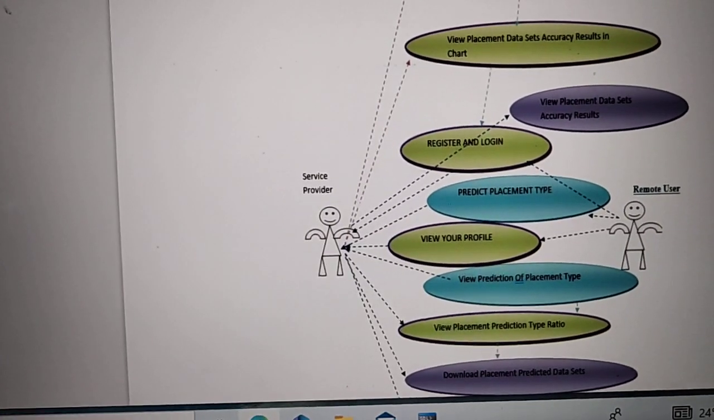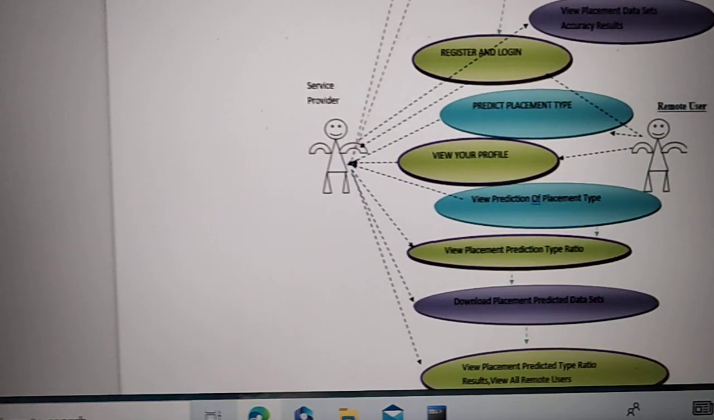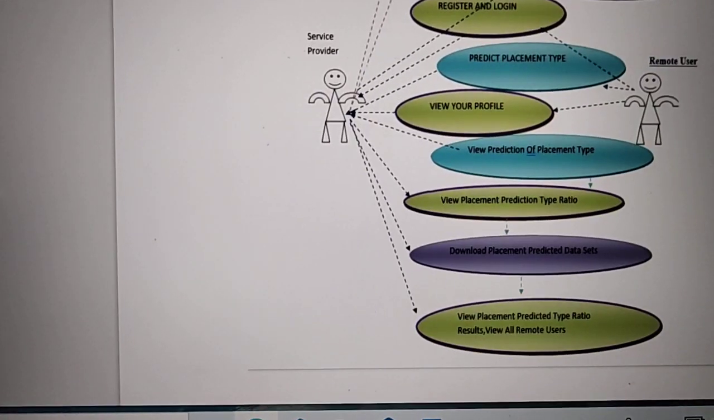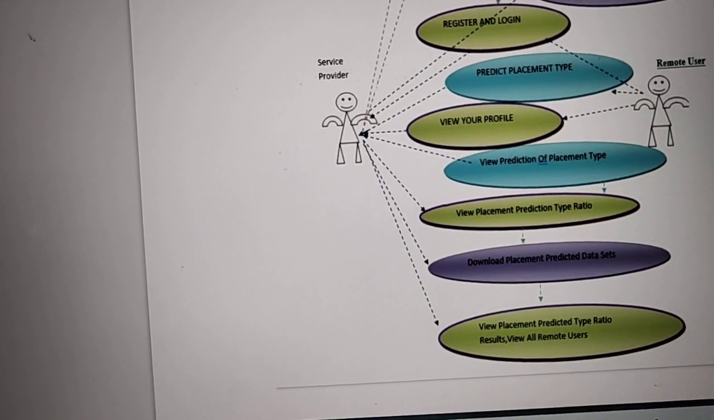View prediction of the placement type. View placement prediction type ratio. Download the placement prediction data set. View the placement predicted type ratio result. View all the remote users.